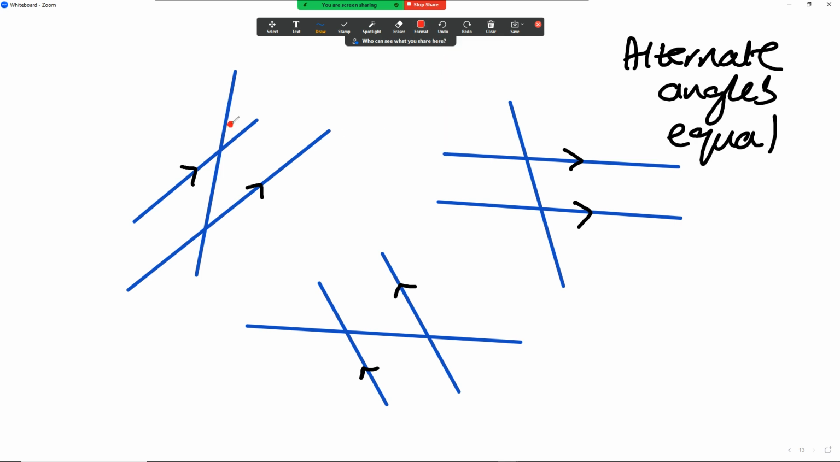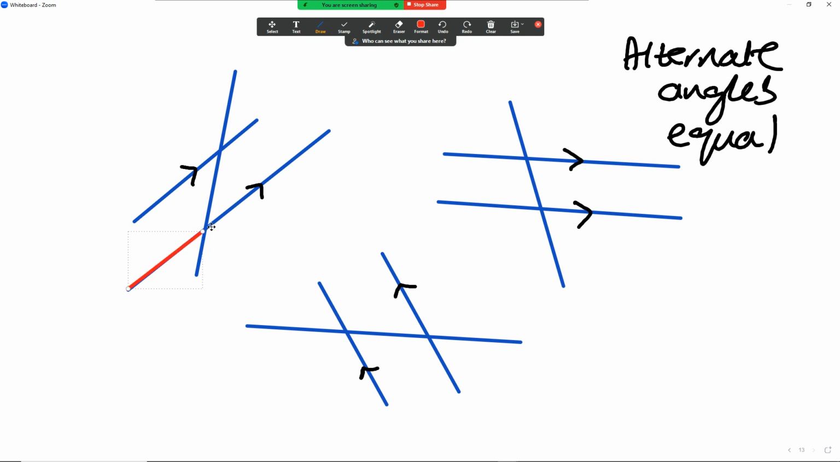All right, here we go. So this is going to be equal to this. No, that's corresponding angles. This is going to be equal to this. Nope, that's something else called co-interior angles. Look for the Z shape. That's what you want to find. So let's start from here.